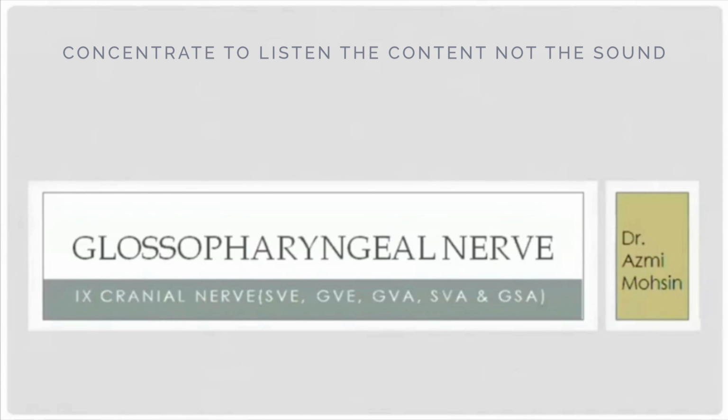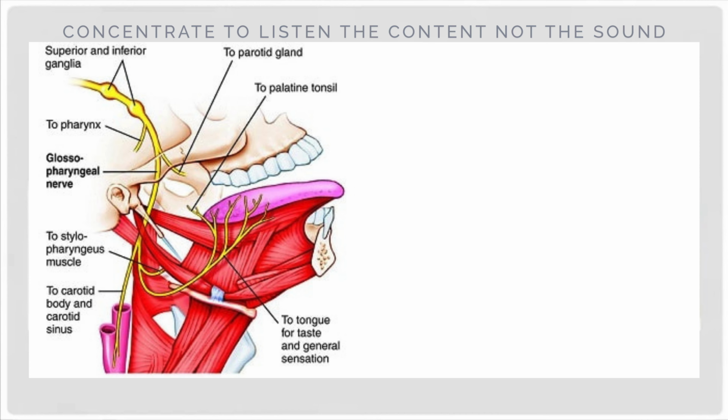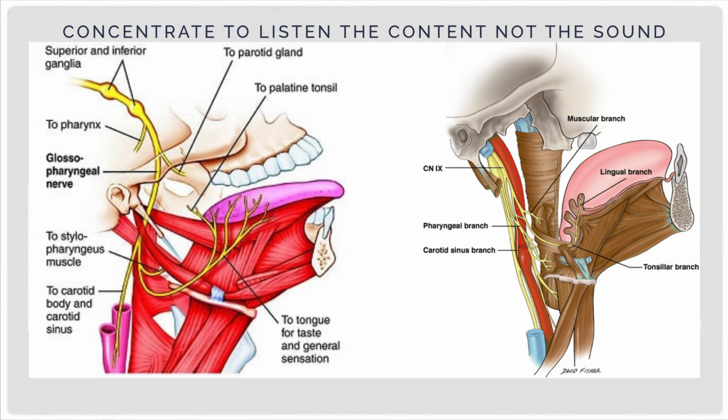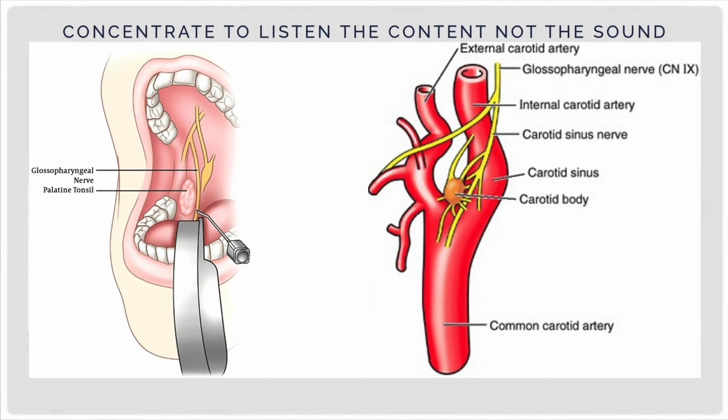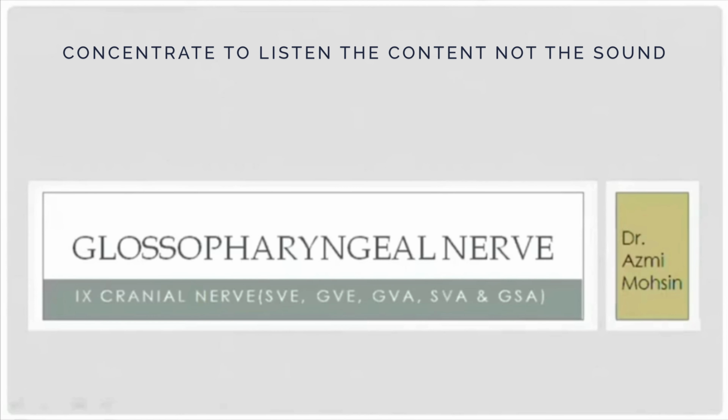Glossopharyngeal nerve is the ninth cranial nerve. So why this name, glossopharyngeal? I believe you've understood by this name itself. It shows that it is the nerve which innervates the tongue as well as the pharynx, and of course the nearby structures, including the tonsils and the soft palate and the carotid body, carotid sinus. So this nerve is named glossopharyngeal nerve.